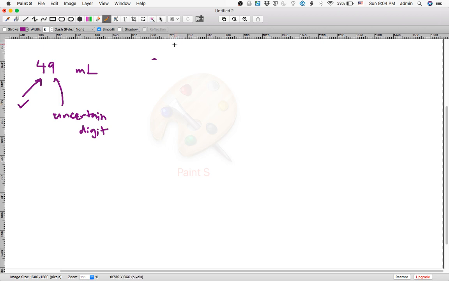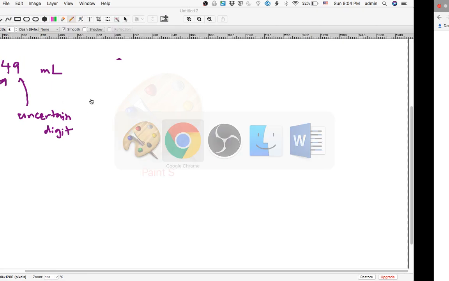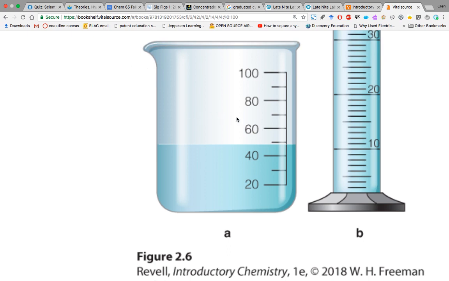Even if it was an electronic balance with a digital readout, the last digit on a digital readout is also the uncertain digit. Why? Because the machine guessed. If this were done by a machine, it could have been 48 milliliters. It could have been 49 milliliters. But the best guess is 49. That's the uncertain digit.